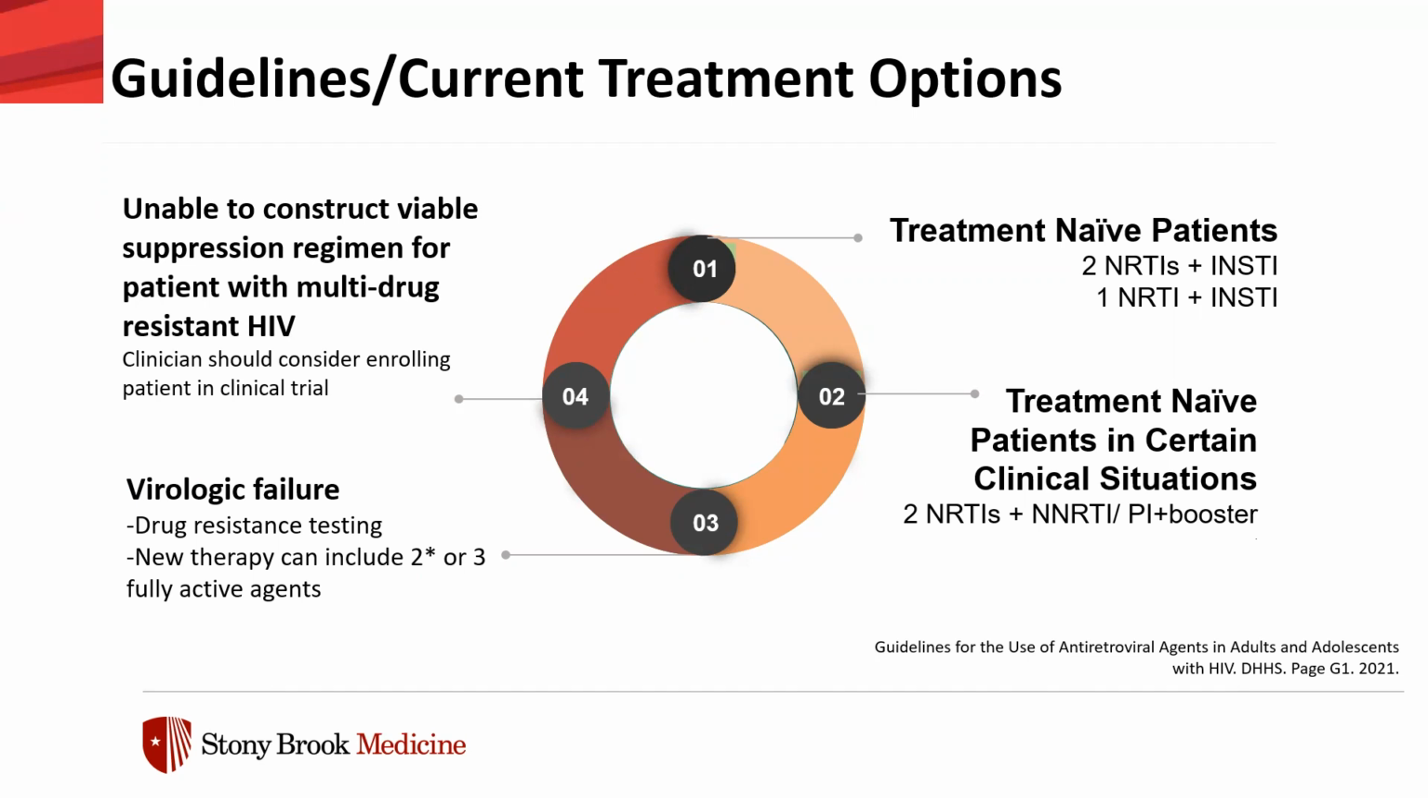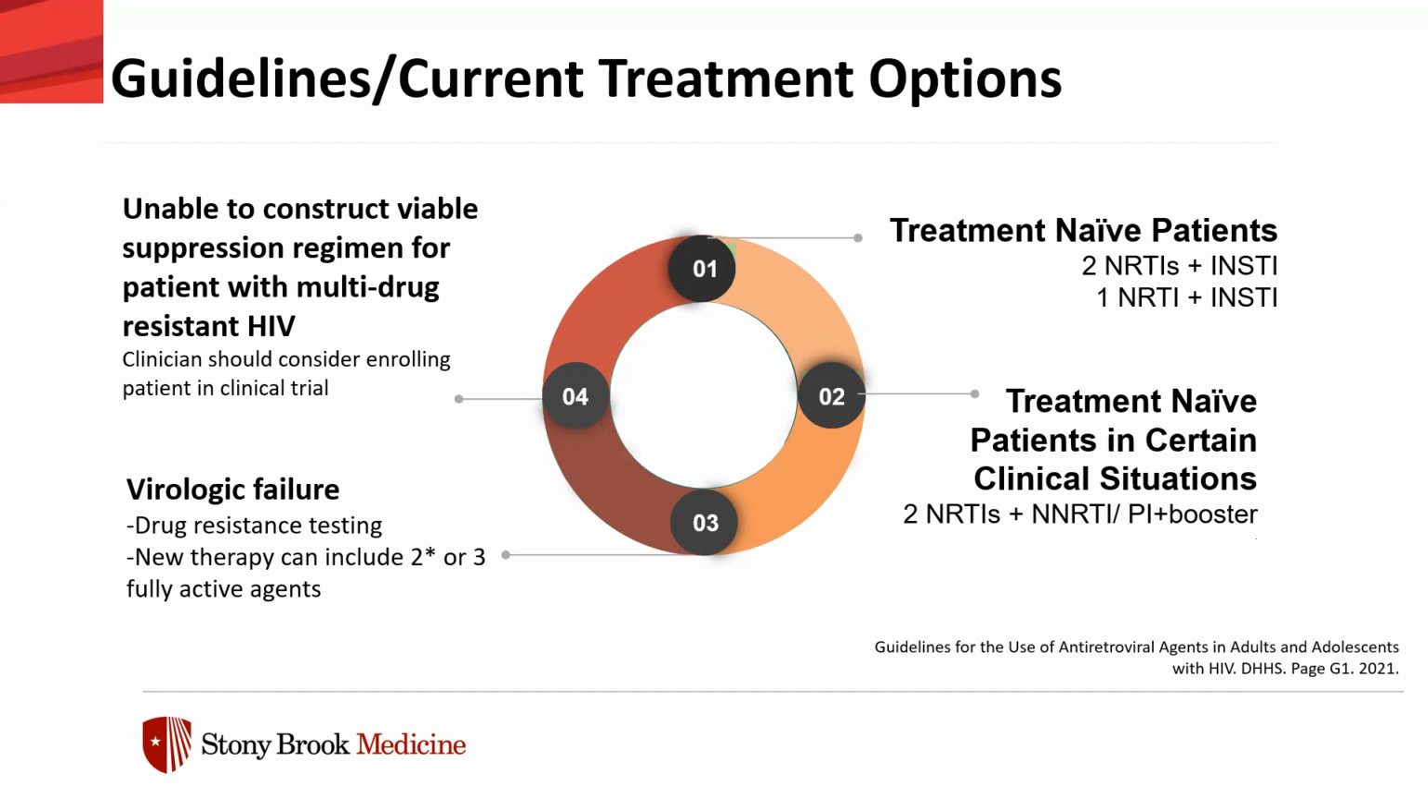At this point, with confirmed virological failure, a new therapy should include at least 2 and preferably 3 fully active agents. Now, a fully active agent is one that is expected to have an uncompromised activity after considering the patient's ART history, current and previous resistance test results, as well as if there is a new antiretroviral drug with a new mechanism of action available.